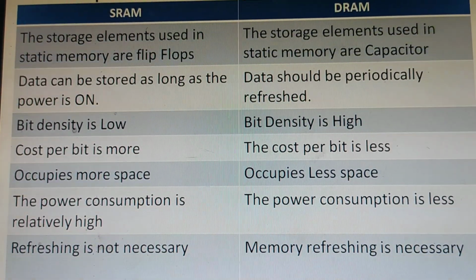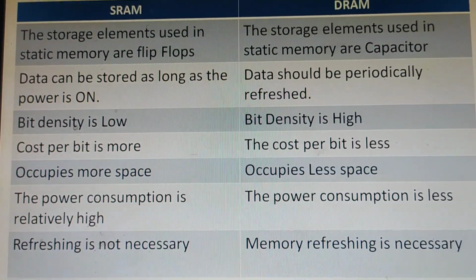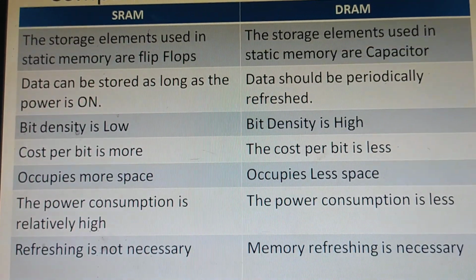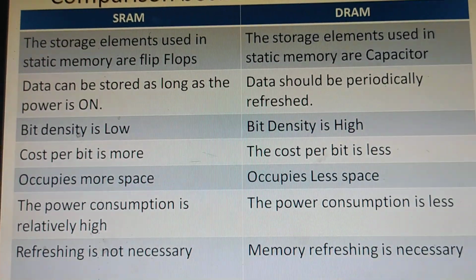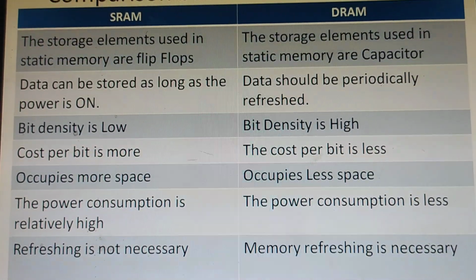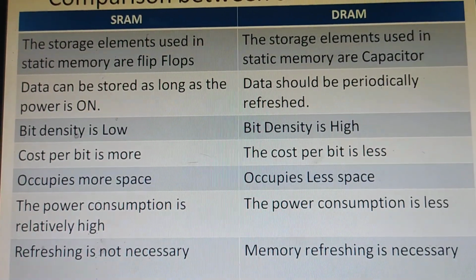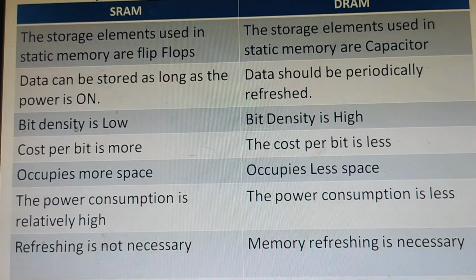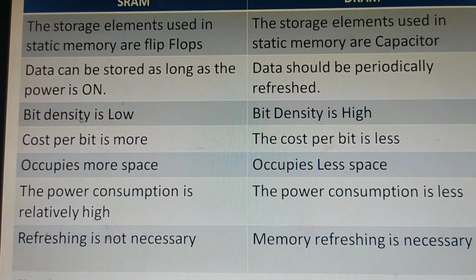Next, cost per bit is more in SRAM and less in DRAM. When we compare the cost of the device, how much money is to be invested to store 1 bit of data is more in case of SRAM and less in case of DRAM. Space-wise, if you want to install SRAM, it requires more space. DRAM compared to SRAM requires less space.